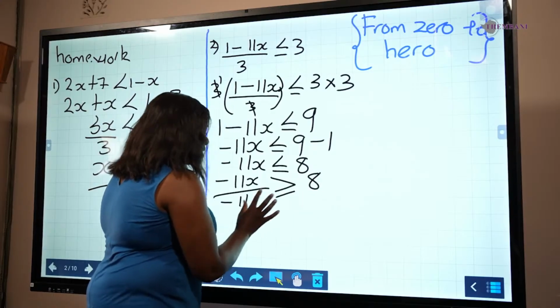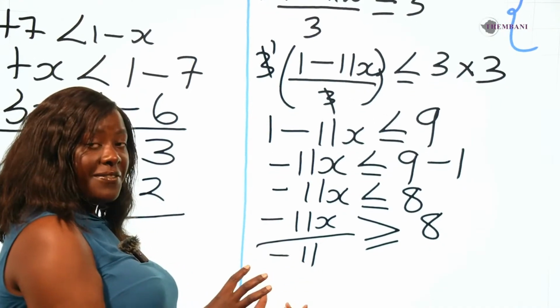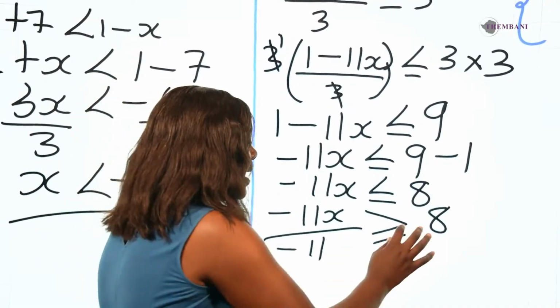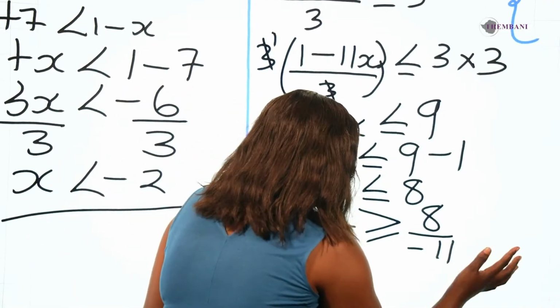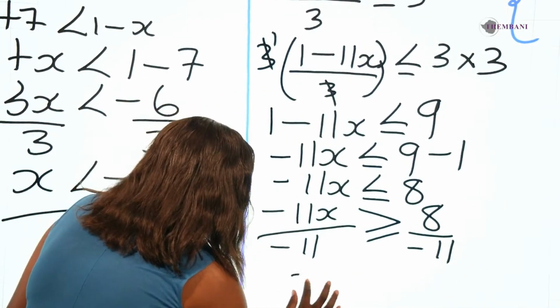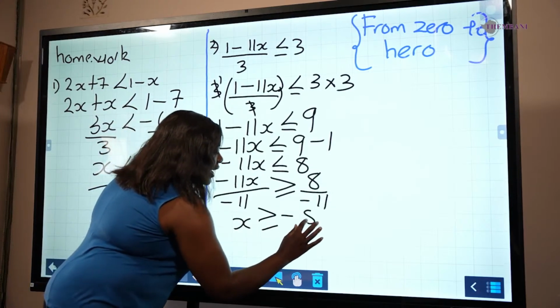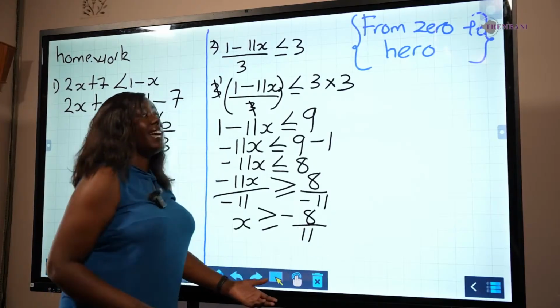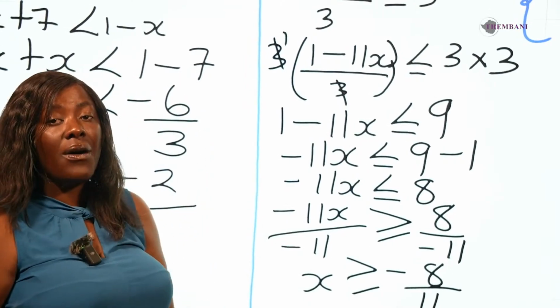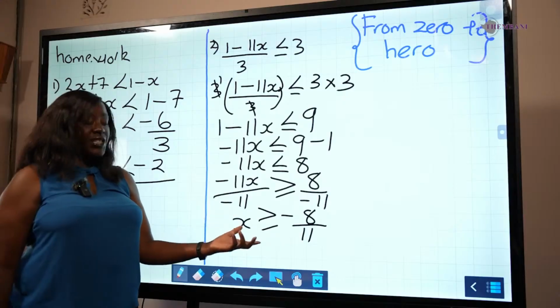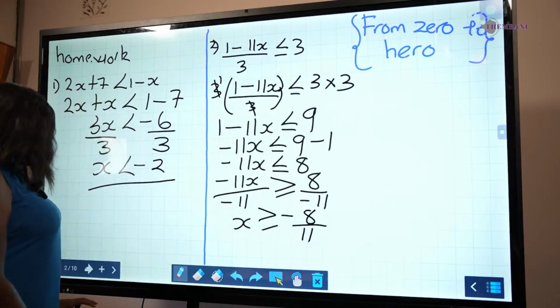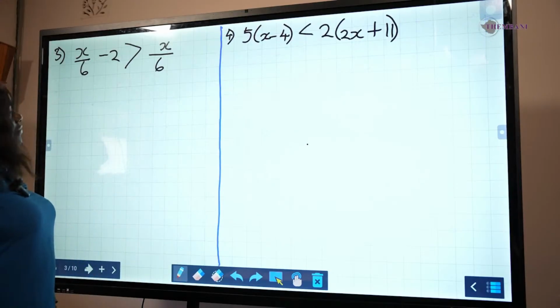Then our 8, since we have divided by a negative 11 this side, we are also going to divide by a negative 11 that side. So our answer is going to be x is greater than or equal to negative 8 over 11. And yes, it's possible for us to get our answers in fraction form. We are moving on to the next question, which I also gave as homework.